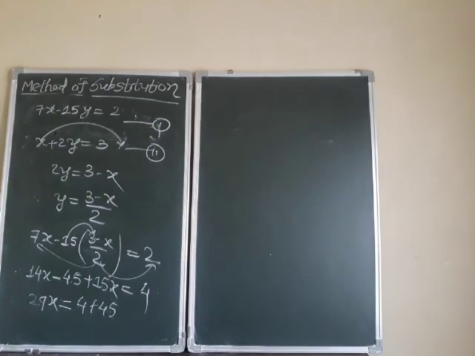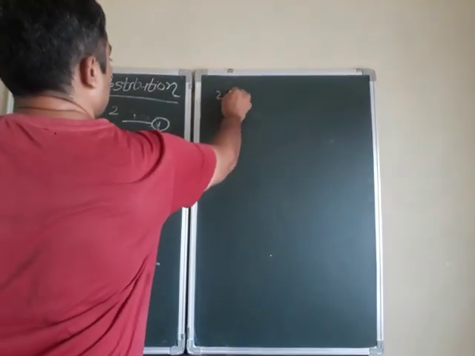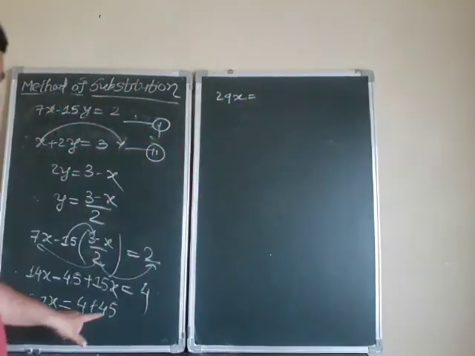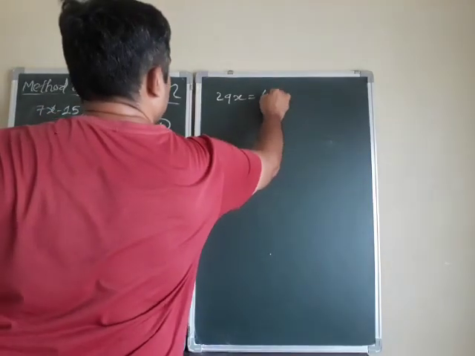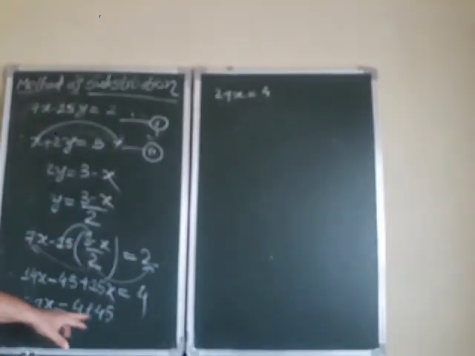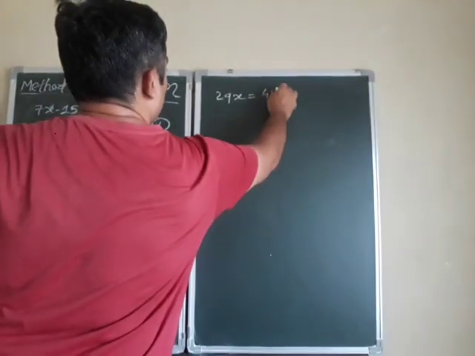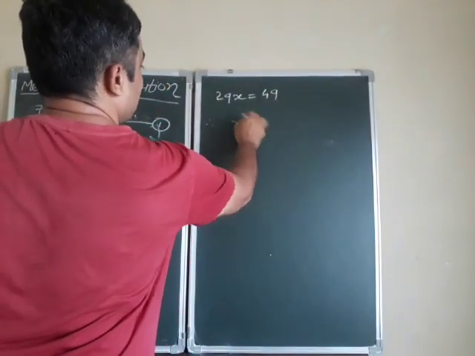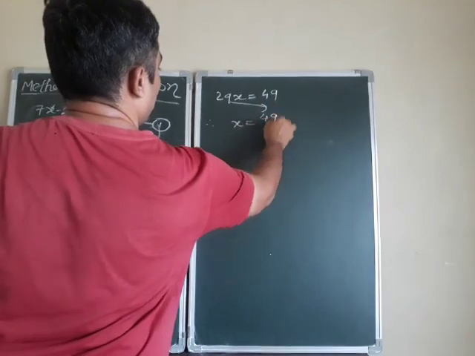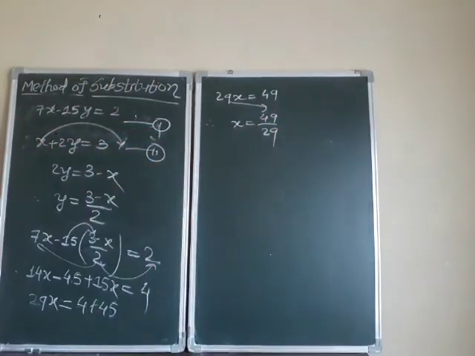So see, 29x is equal to this 45 plus 4, so that is 49. So 29x is equal to 45 plus 4, that is 49. So therefore x is equal to, this 29 on this side, so 49 upon 29. So look at it, the value of x is determined.